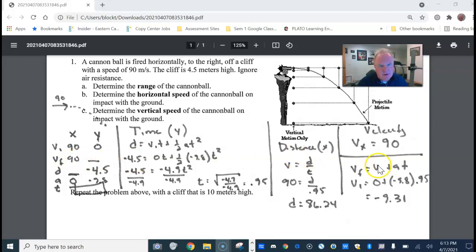And then the final velocity in the y direction, well, that's going to keep getting faster and faster the farther it has to fall. So we know it's a little bit more complicated. We use that free fall equation, vf equals vi plus at, or vf equals 0 plus negative 9.8 times the time that we found. And we get negative 9.31 meters per second. All right, so that's how we do that problem.